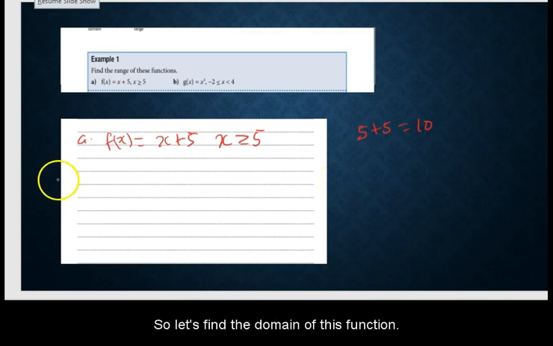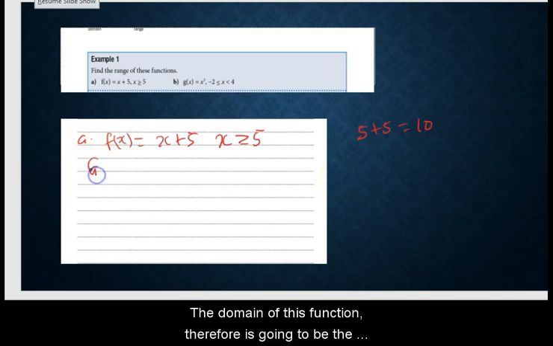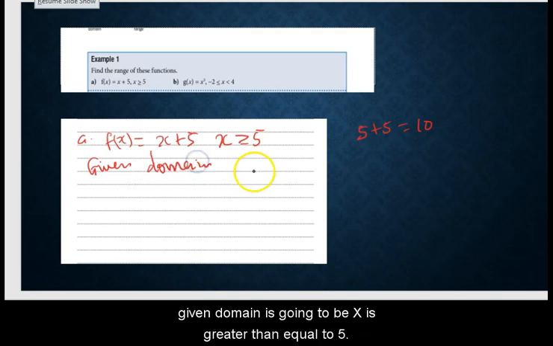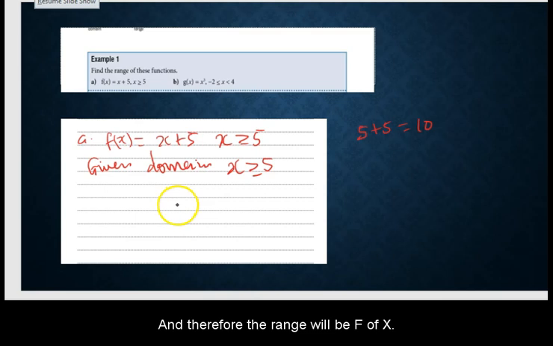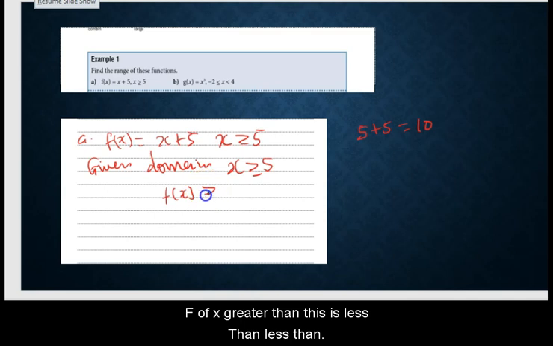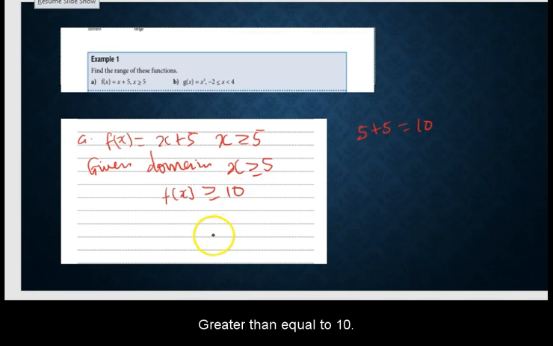So let's find the domain of this function. The given domain is x greater than or equal to 5. This is the domain. And therefore the range will be f of x greater than or equal to 10. So this is the range of this function.